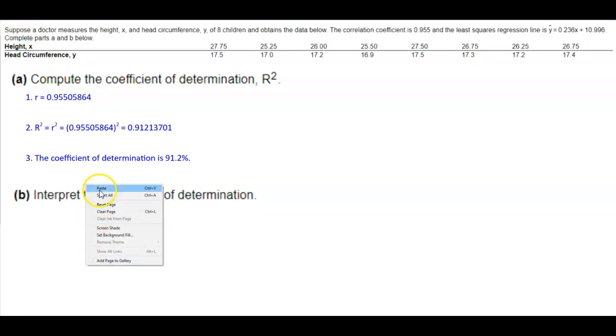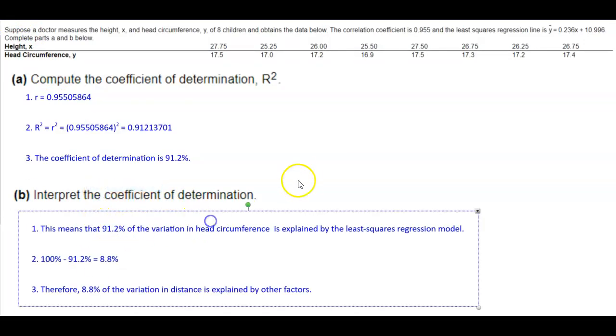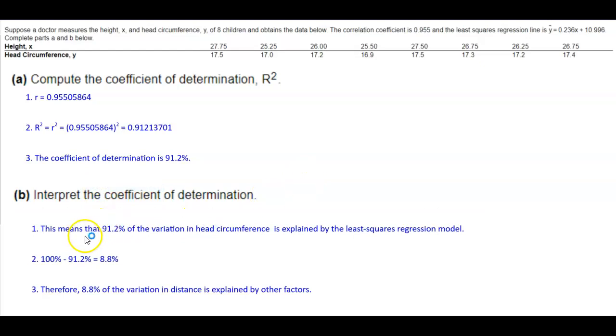Okay, so let's go ahead and do that. What this means is that 91.2% of the variation in head circumference is explained by the least squares regression model. Now, if we take 100% and subtract 91.2%, then there's 8.8% that's left over, and we still need to take that into consideration. So therefore, 8.8% of the variation in head circumference is explained by other factors.